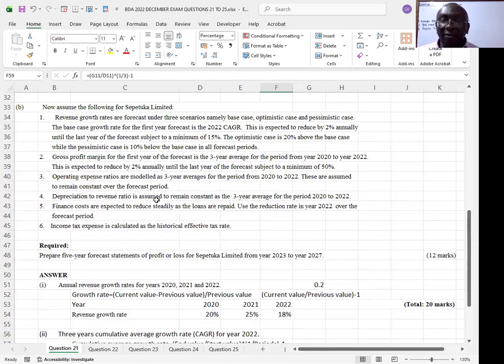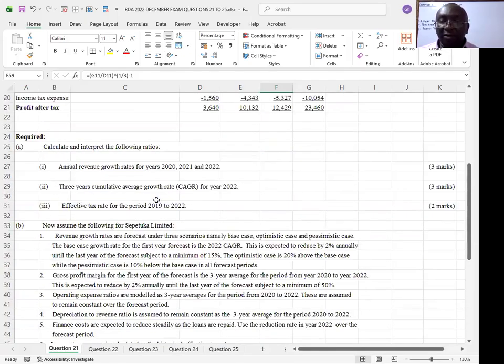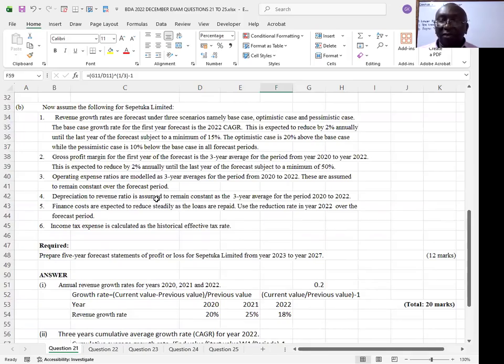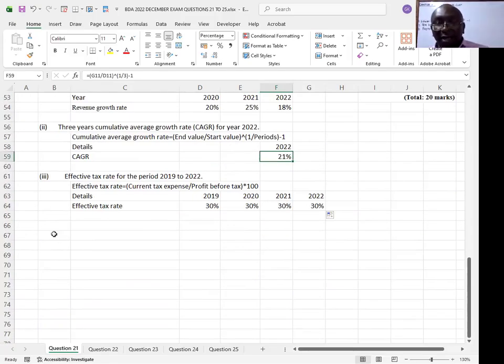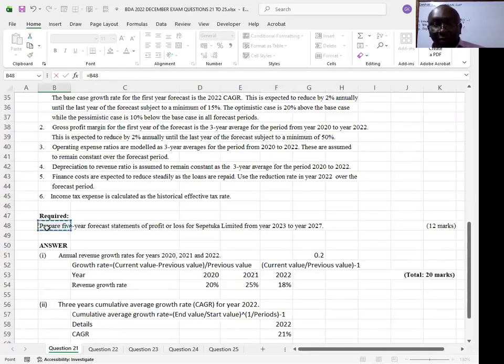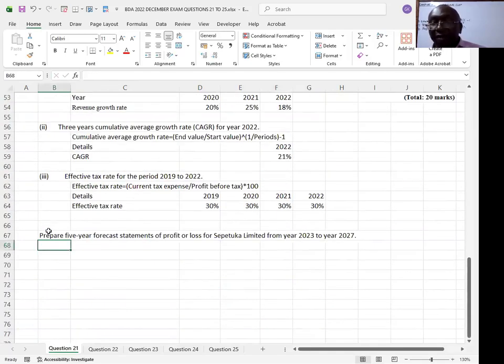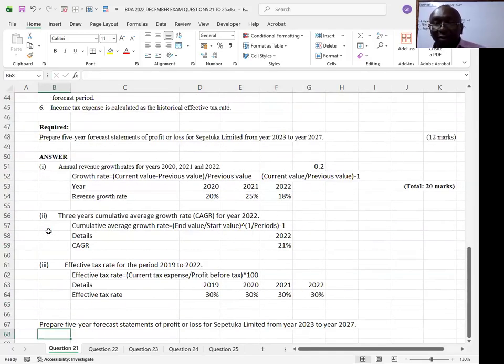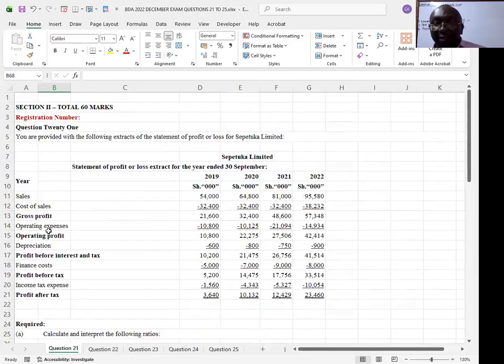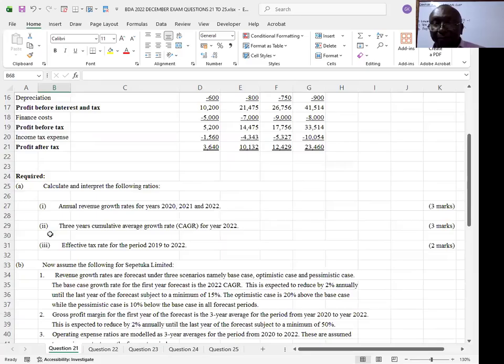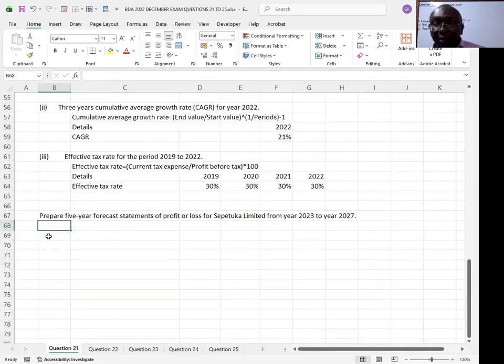Good. We are done with the requirements of A. We go to the requirement of B. B requires we do a 5-year forecast statement. So I'll come here and say equals. I take this one. 5-year statement. So in this 5-year statement, I will come here and say these are details.